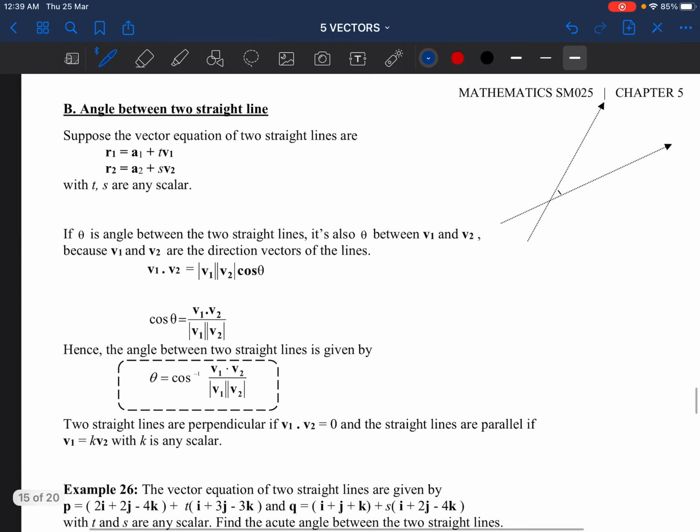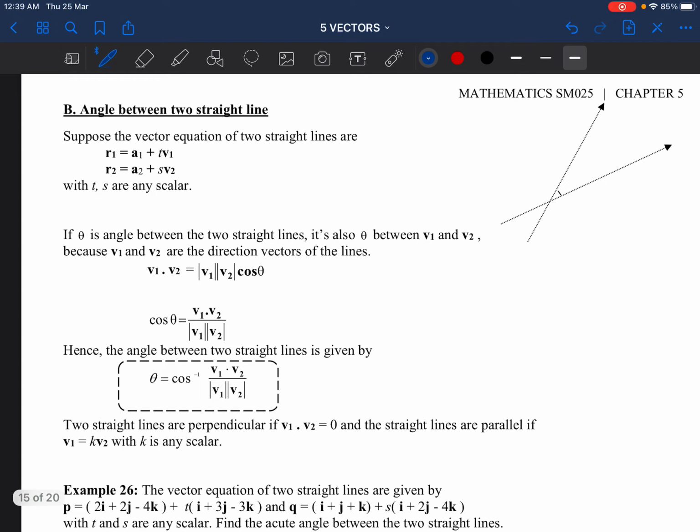Okay, so the second part. This is easy, we have already learned it. Angle between two straight lines. Basically, the angle between two straight lines is the angle between two vectors. So these are our vectors. Let's say this is line 1 and this is line 2. So this will be vector 1.